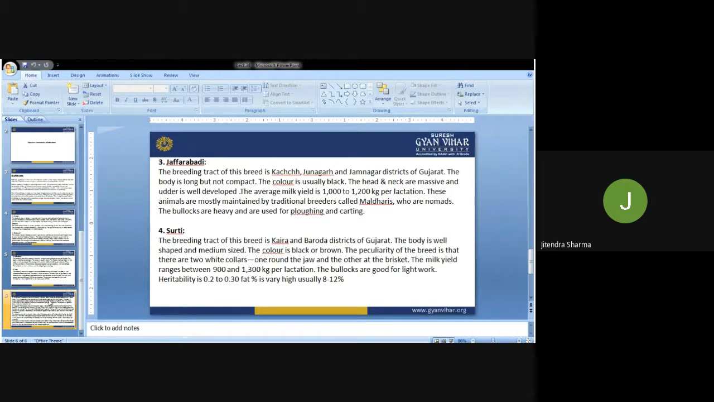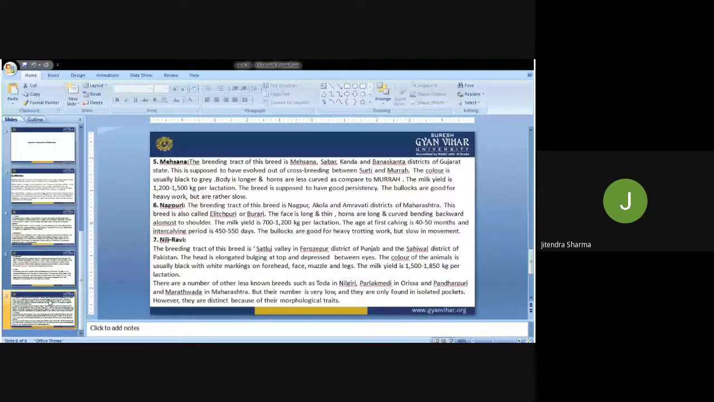Now the fifth, because we know that the seven buffalo descript breeds are available in the country. Mehsana: the breeding tract of this breed is Mehsana and Sabarkantha districts of Gujarat state. This is supposed to have evolved out of crossbreeding between Surti and Murra. It means this breed was assessed by scientists to be a mixture of Surti and Murra. The color is usually gray, the body is longer, and the horns are less curved compared to the Murra.